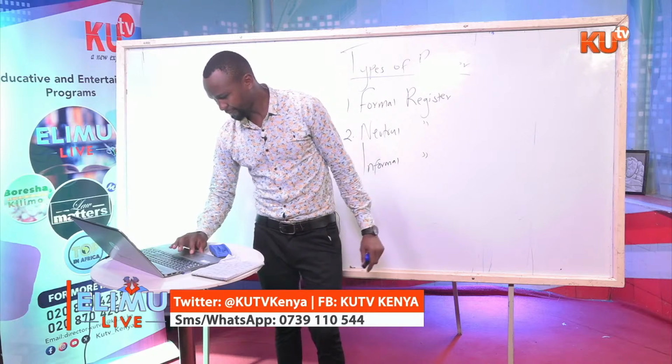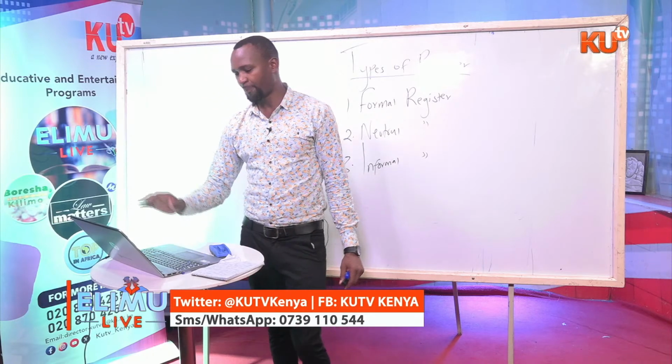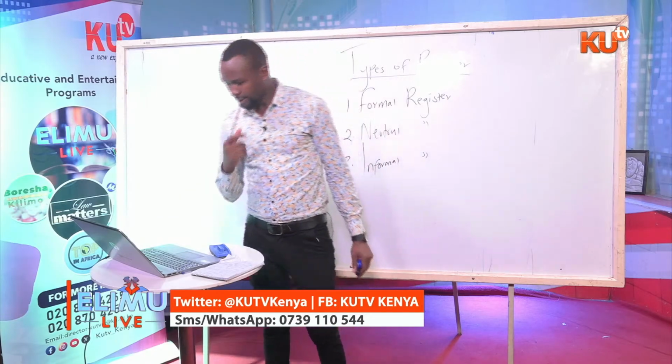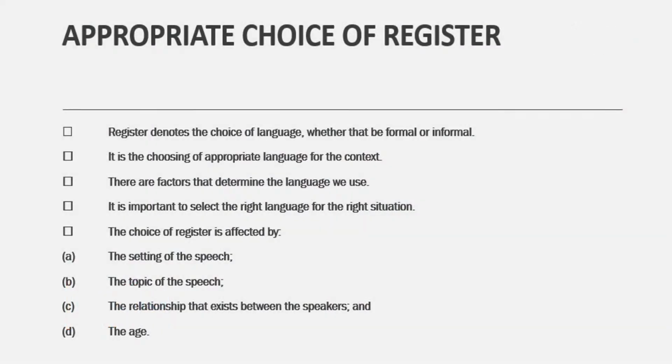Then we will discuss the appropriate choice of register. How do you know which is the appropriate choice of register? Register denotes the choice of language, whether it is formal or informal. So it is the choosing of appropriate language. You can see it on your screen, using the appropriate language for the context.